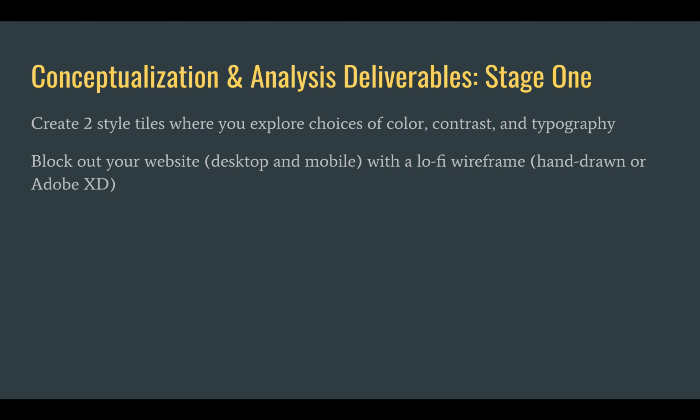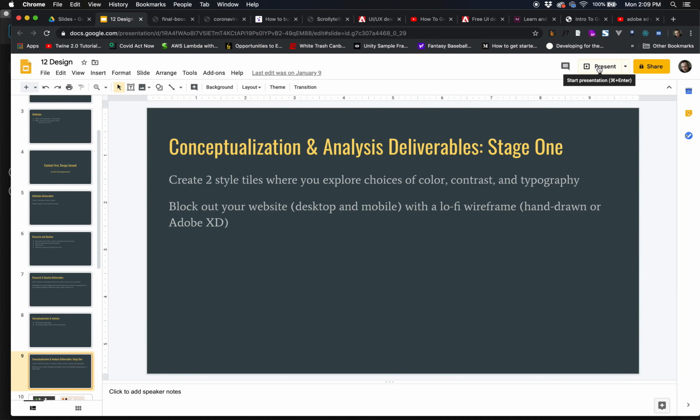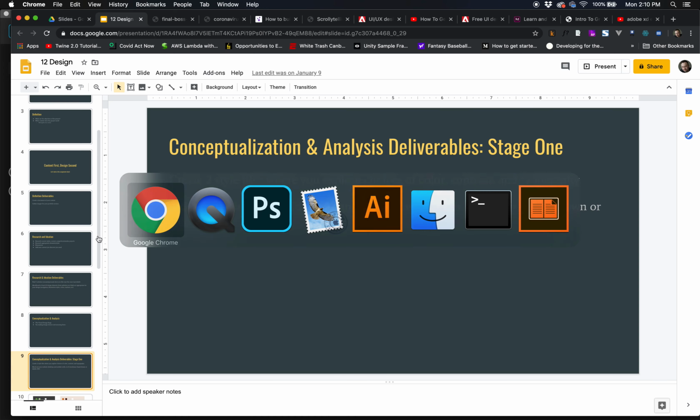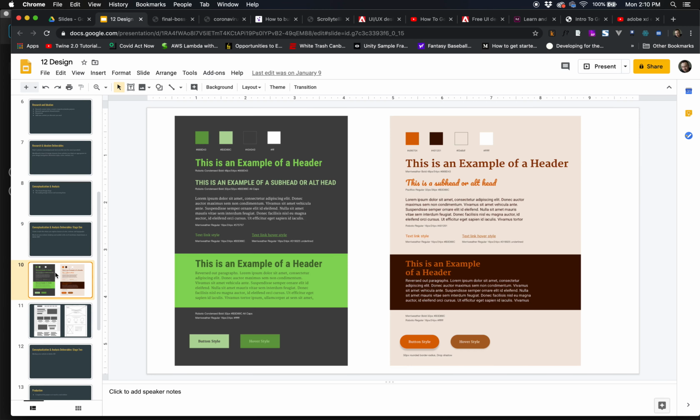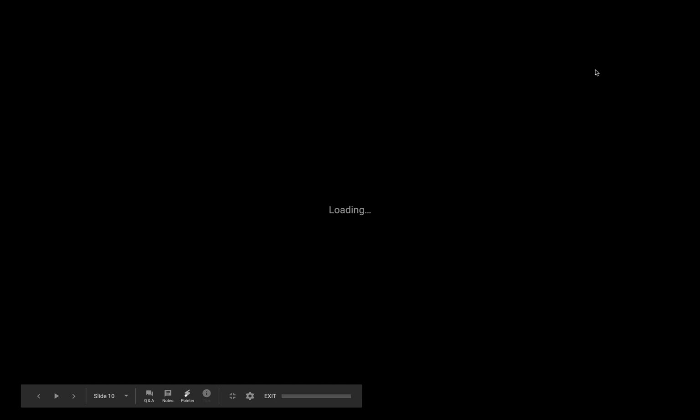And so we are going to, for this, do a couple things. You are going to actually create 2 tile styles where you'll explore choice of color, contrast, and typography, and I'll show that in a second. So this is in a couple stages, actually, these deliverables. And then you're going to actually create a lo-fi wireframe. So instead of going to the sheet, let's look at this stuff now. Let me stay in presentation mode.